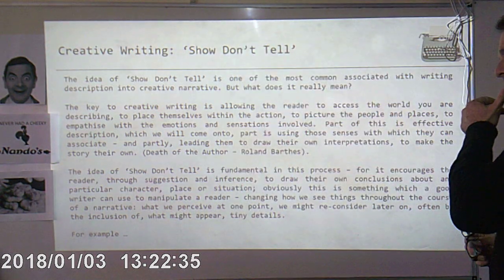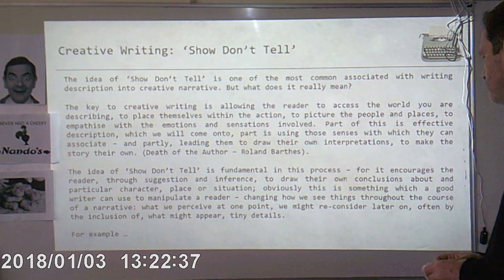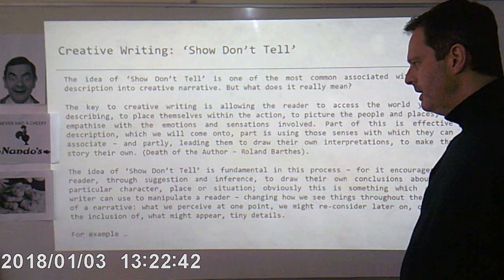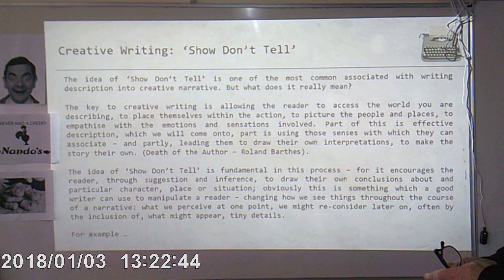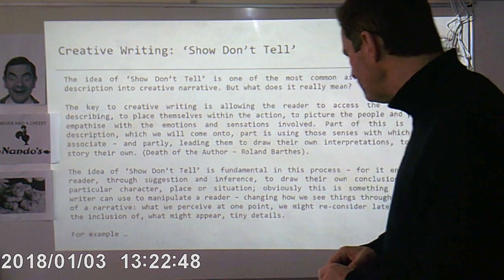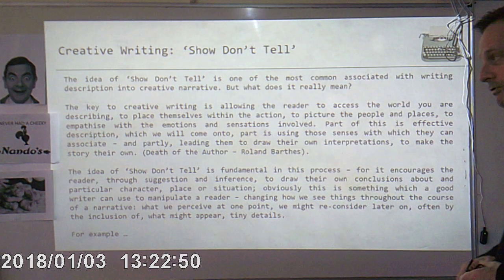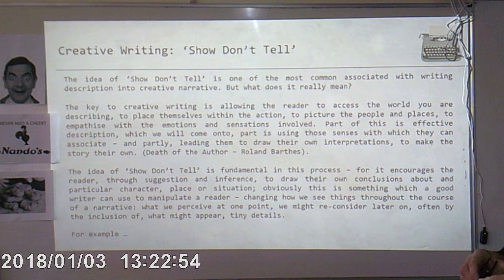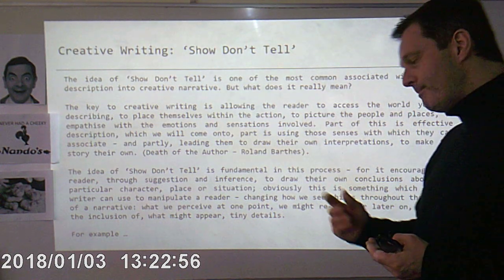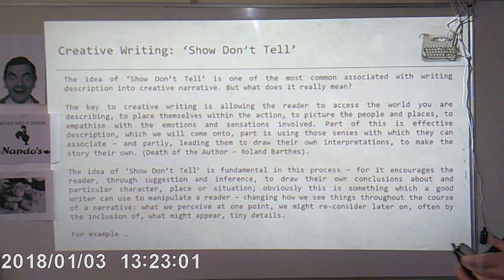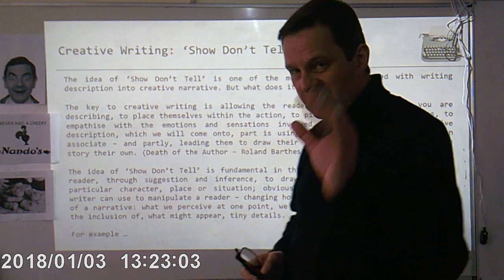The idea of show, don't tell is fundamental in this process, where it encourages the reader, through suggestion and inference, to draw their own conclusions about a particular character, place or situation. Obviously this is something which a good writer can use to manipulate, changing how we see things throughout the course of a narrative. What we perceive at one point we might reconsider later on, often by the inclusion of what might appear to be tiny details.